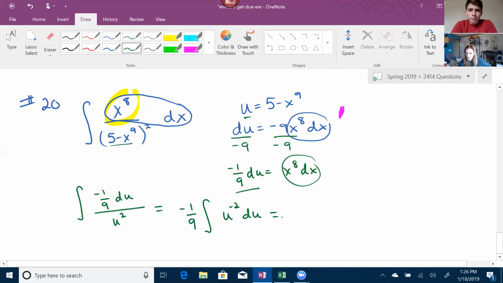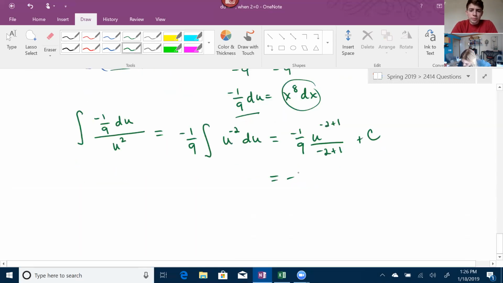Now we get to use the only real formula we have for integration, which is add 1 to the exponent and divide by what you added. So this is negative 1/9 times u to the negative 2 plus 1, divided by negative 2 plus 1. And you always have a plus c when you have an indefinite integral. Then u to the negative 2 plus 1 is just u to the negative 1, over negative 1 plus c, so this will be negative 1 over 9u plus c.